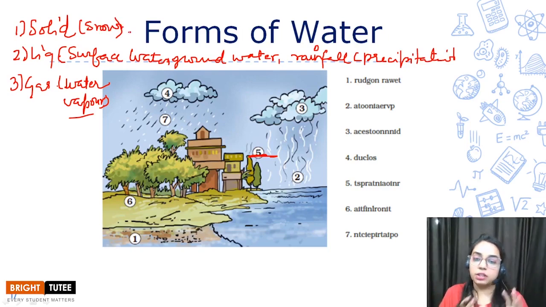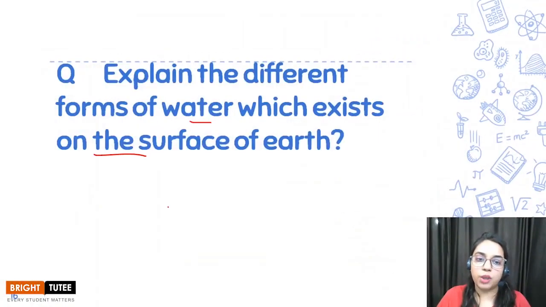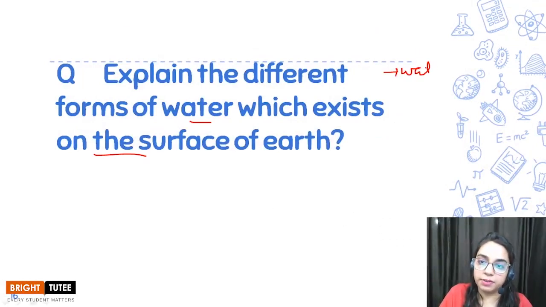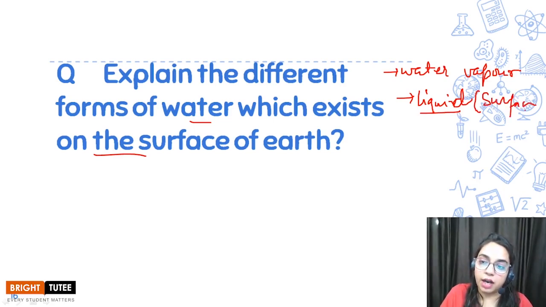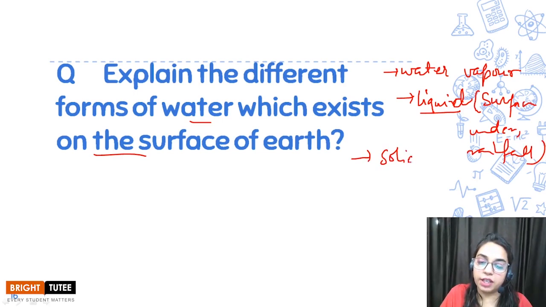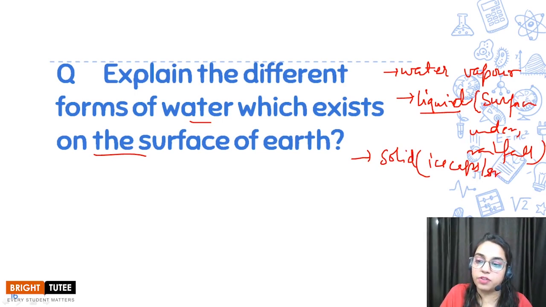Then children, in the form of solid, it exists in the form of snow on the mountains. Now children, the simple answer to this question is water exists in three forms. First one is water vapor in earth's atmosphere. Then it exists in the form of liquid, where it is found as surface water, underground water, and in the form of rainfall as well, and finally in the form of solid as ice caps or snow on the mountains.